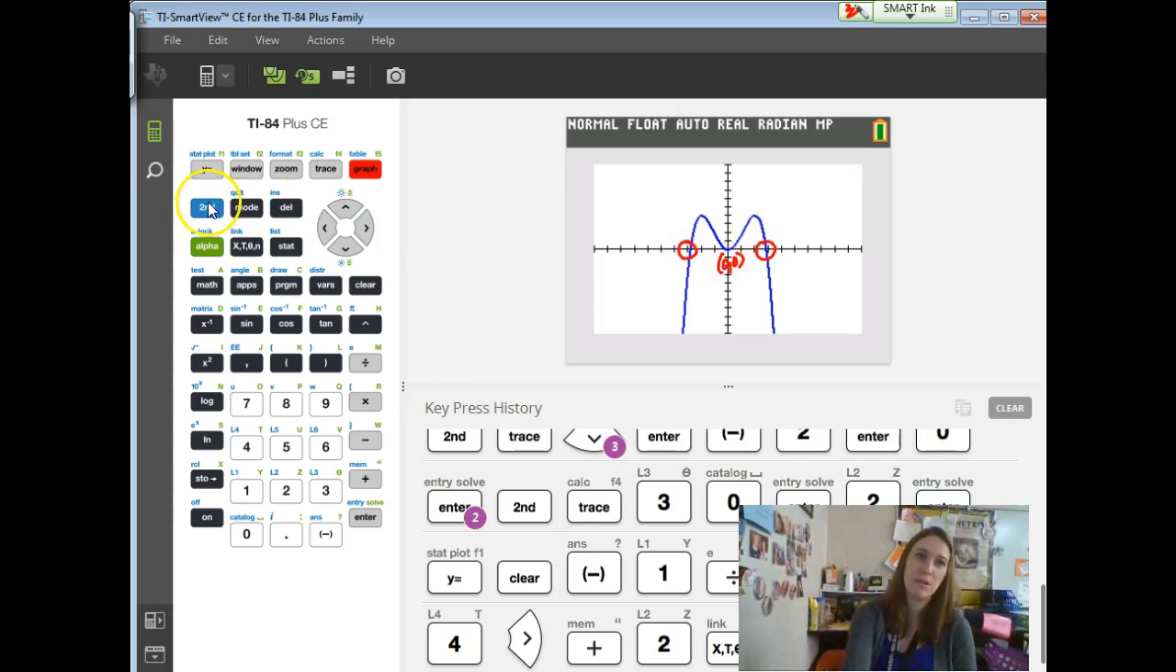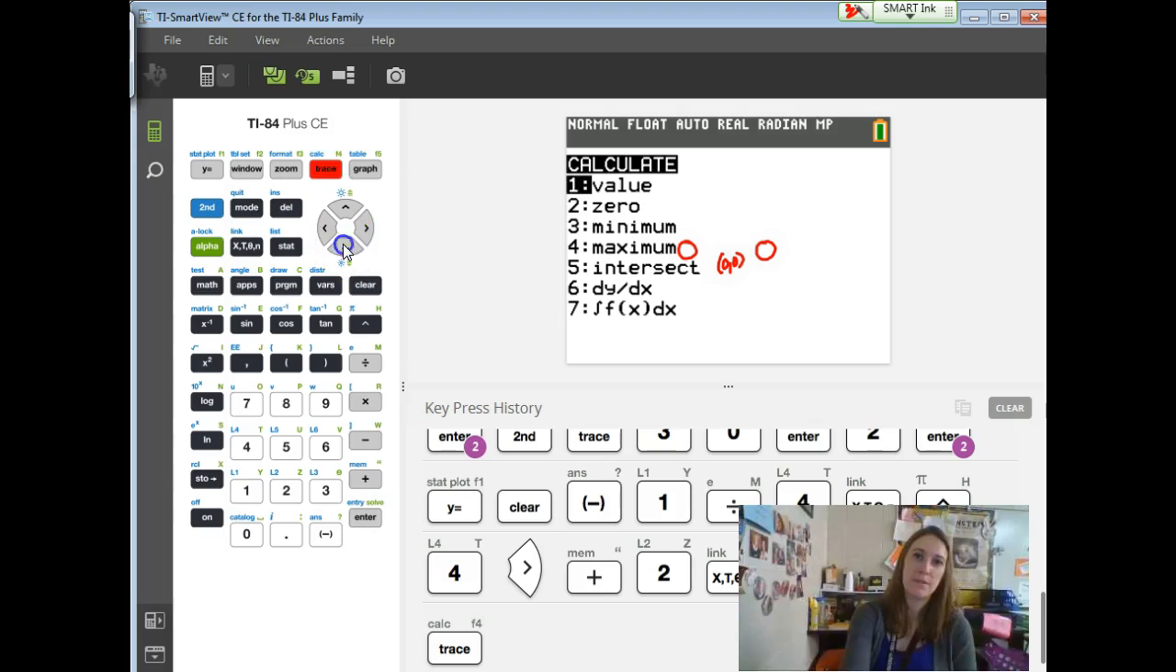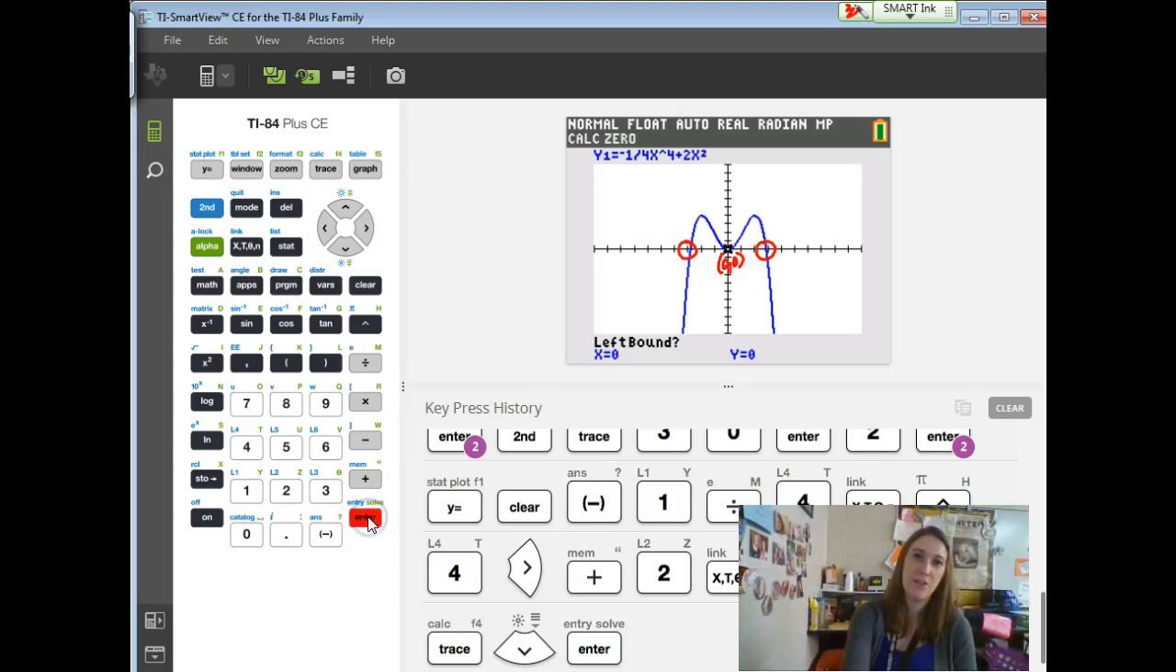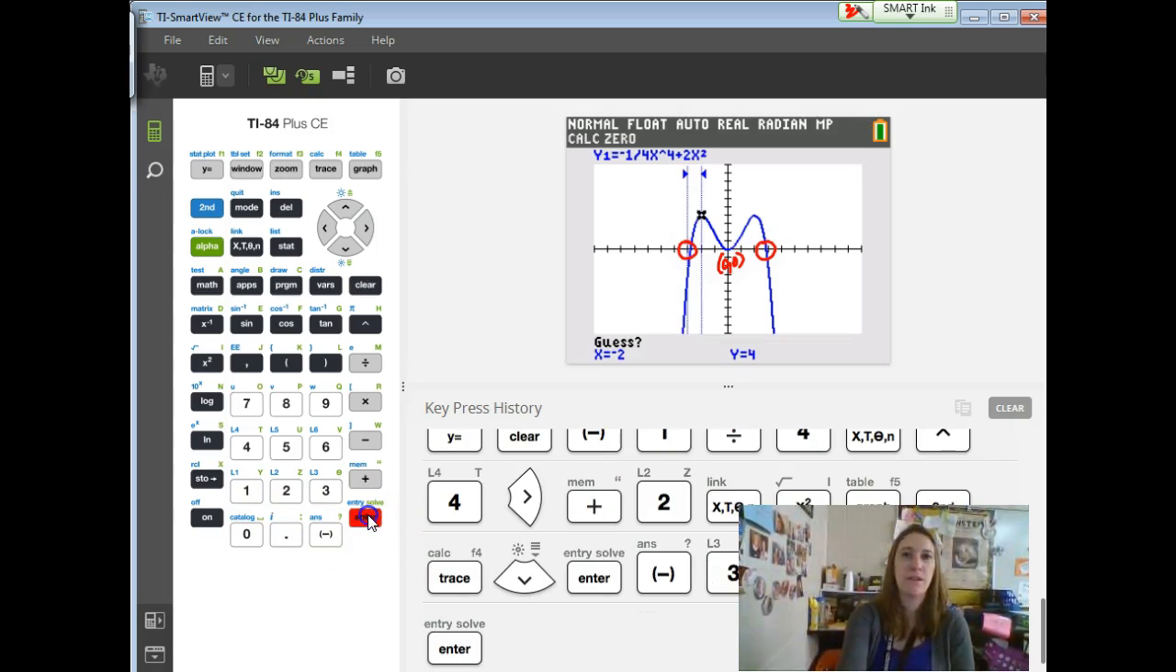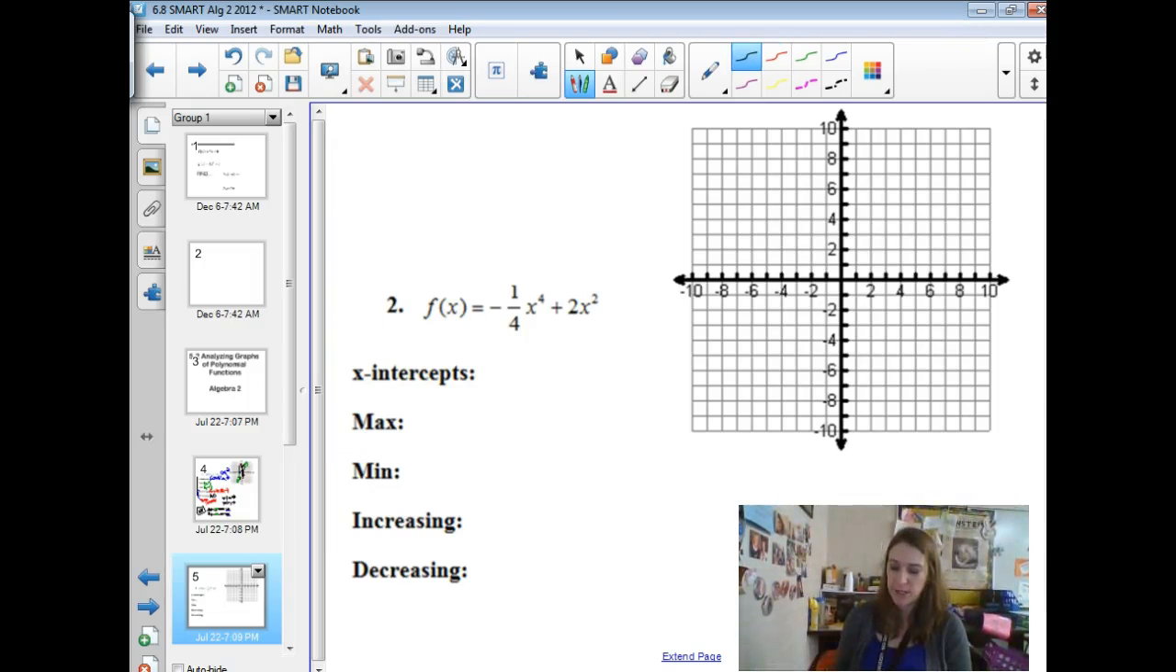So let's do that. Second trace, zero finder, and then there's going to be a bit of symmetry on this curve. So I'm just going to find one of them, and then I'm going to use my thought about symmetry to find the other one. So left bound, let's go -3 would be to the left of that guy. Boom. -2 would be to the right of it. And then the guess is in the middle. -2.83 when I round. So that other one must be +2.83.